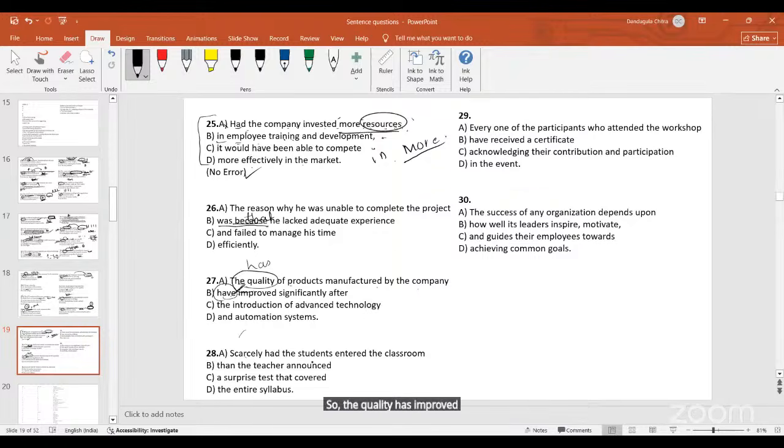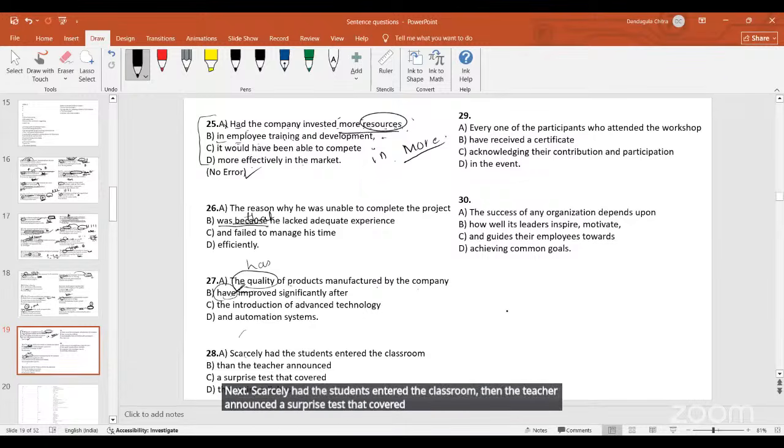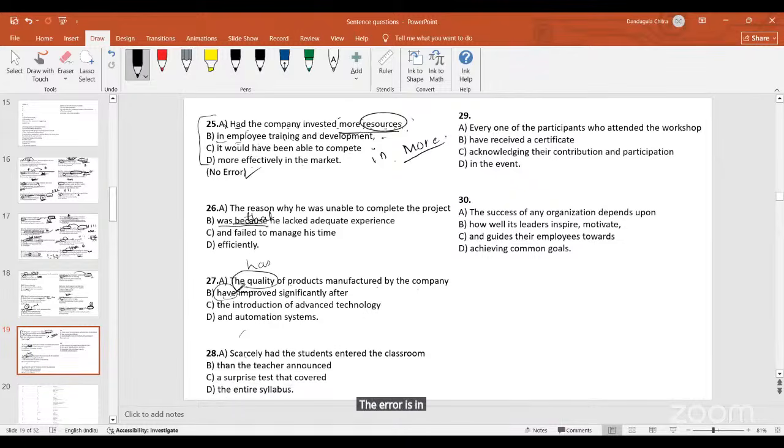Next, scarcely had the students entered the classroom, then the teacher announced a surprise test that covered the entire syllabus. The error is in option B, sir. Instead of "then", we use "when the teacher announced". Yes, scarcely when. Okay, hardly when, scarcely when.